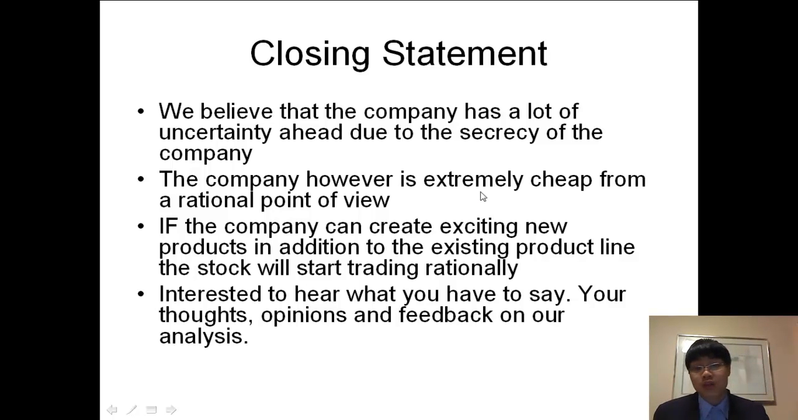And you get this existing product line. If they produce new exciting products in addition to their existing product line, it's going to be trading much better than it is now.